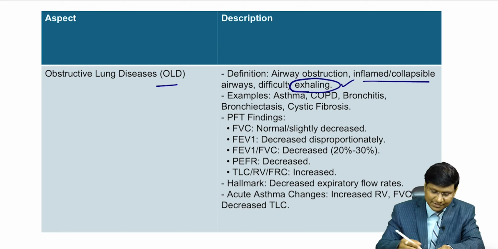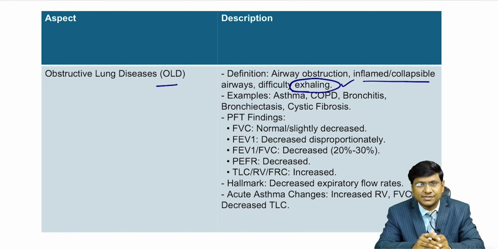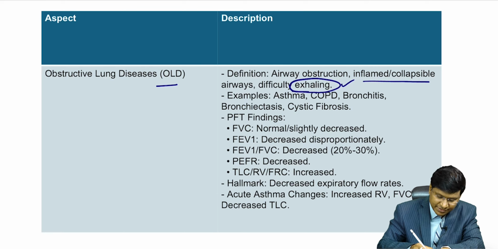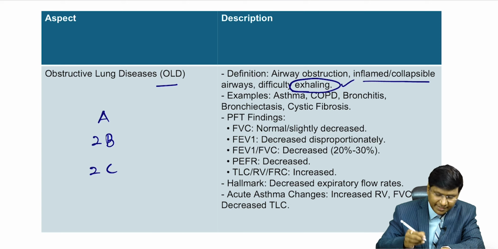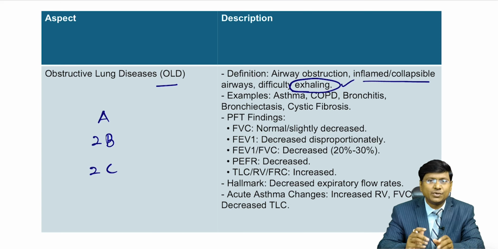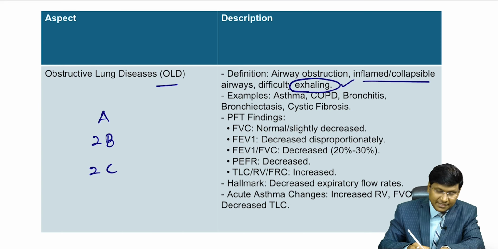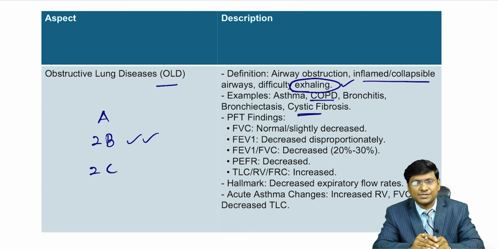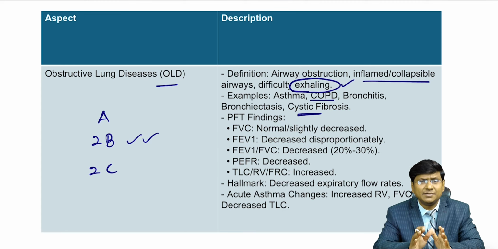And what are the examples of obstructive lung diseases? You can remember the mnemonic A, 2B and 2C. A is asthma, and B is bronchitis as well as bronchiectasis. And C stands for COPD as well as cystic fibrosis. Now, what are the pulmonary function test findings in patients with obstructive lung diseases?